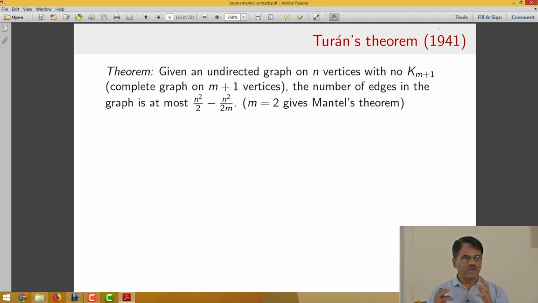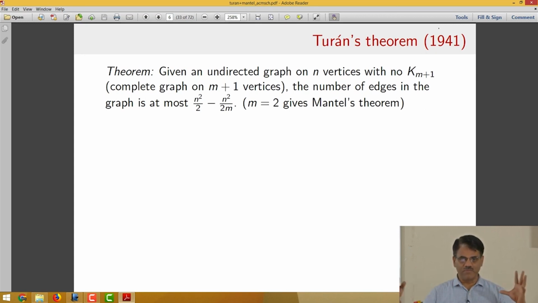Now, can you think of the construction? I mean, you all said, oh, if you don't have triangle, the complete bipartite graph is one graph that achieves it. If I don't have a clique on m plus 1 vertices, what sort of a graph? Well, I've given a hint here, right? M equal to 2 actually gives Mantel's theorem, because number of edges in a graph with no K3, which is a triangle. So, if you want to generalize complete bipartite graph, complete m-partite graph, right.